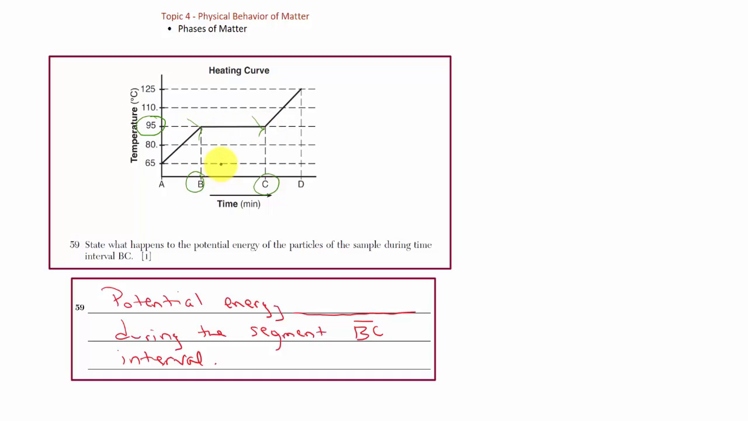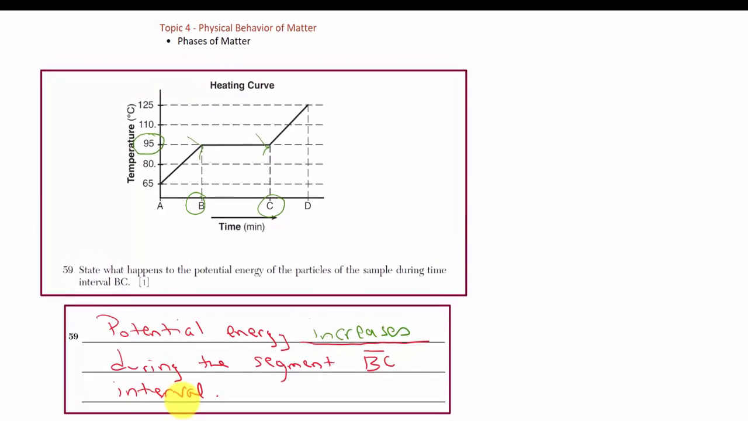So all the energy that's being put into this sample is being used to change the phase and increase the potential energy. So our potential energy during the flat section of this graph, the phase change, is an increase. Potential energy increases during the segment BC interval.